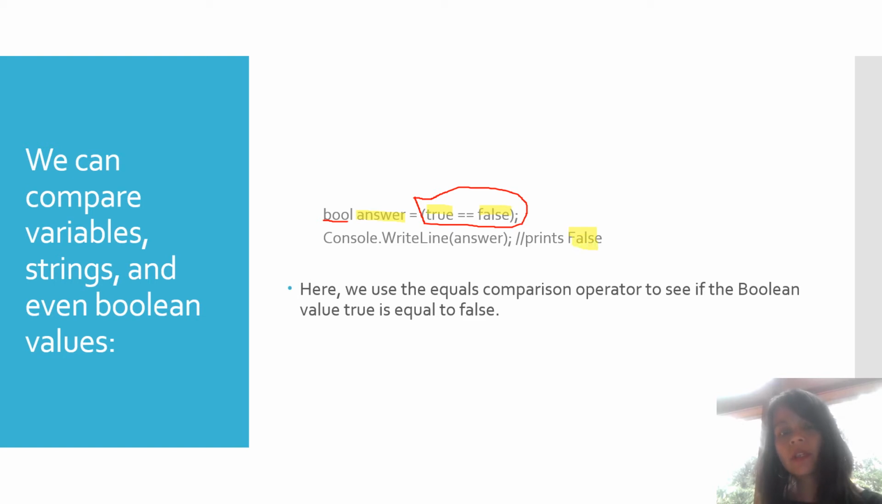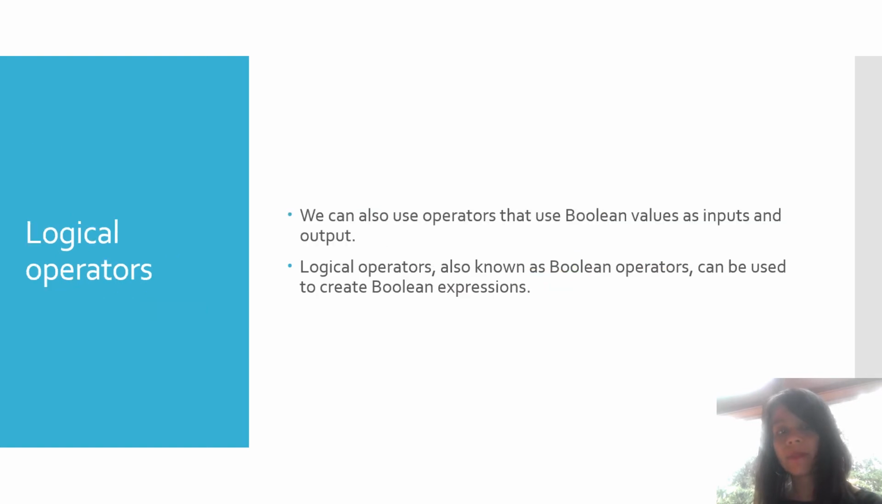Okay, so here we use the equals comparison operator to see if the Boolean value true is equal to false. Again, you can pause the video and type this out quickly in Visual Studio and see what happens. Next, let's talk about logical operators.